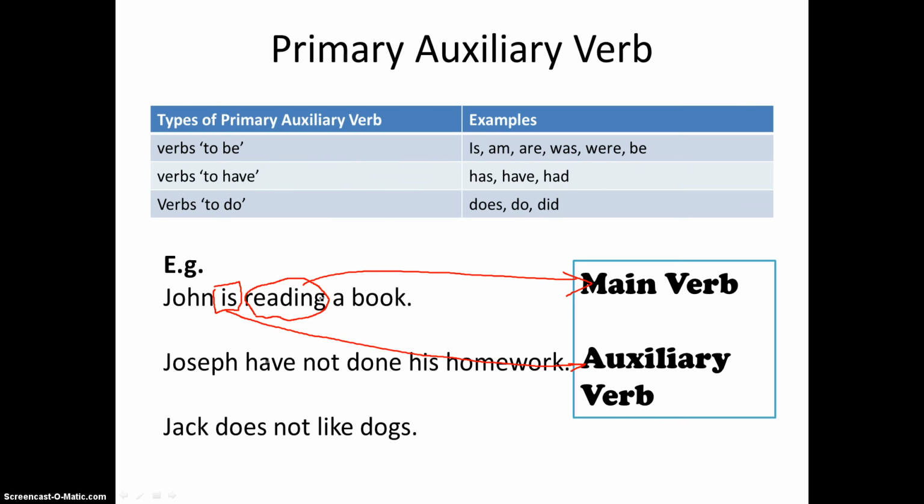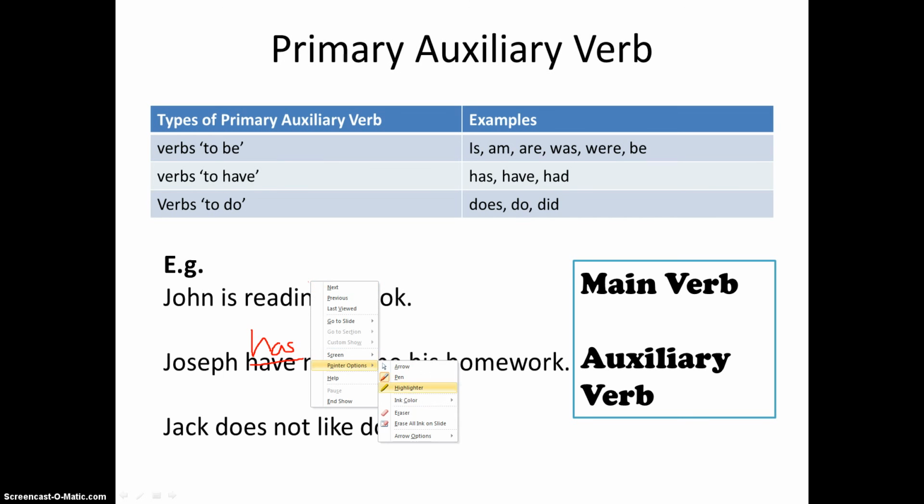So if we look at the second sentence, let me just erase this. The second sentence, Joseph, this is a typo, sorry. Joseph has not done his homework. Let me try using another color.